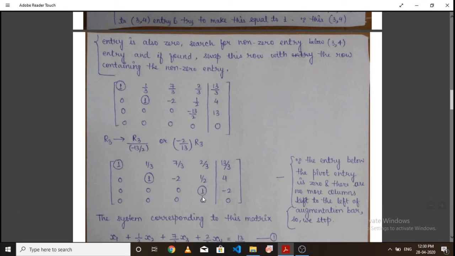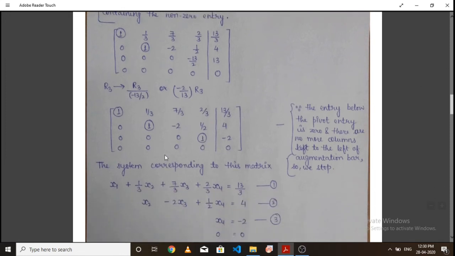Next, this one that we created here is my next pivot entry. After this, I have to convert all the elements below this pivot to 0, but they are already 0. And we have reached the augmentation bar as well, so we will stop our process here. So this matrix is my final augmented matrix.